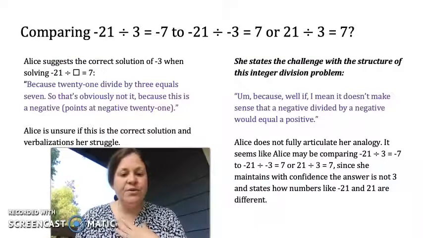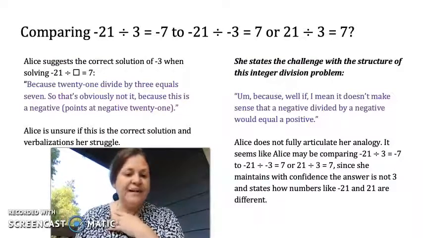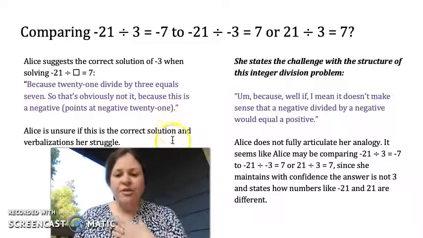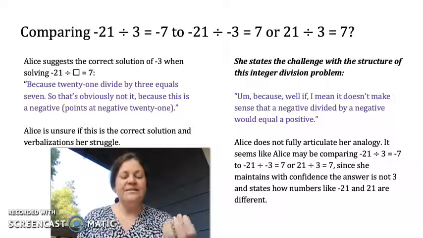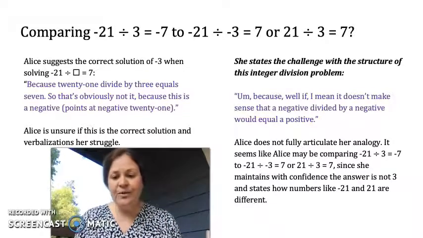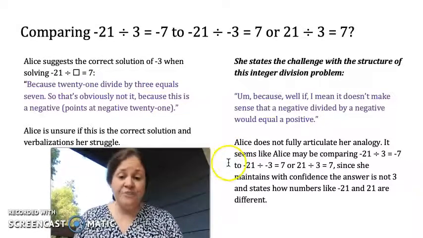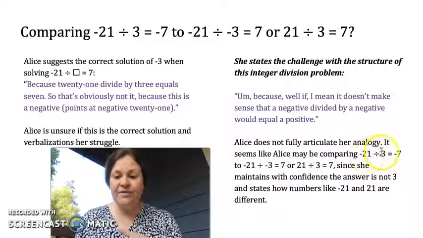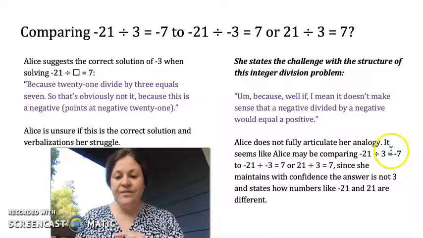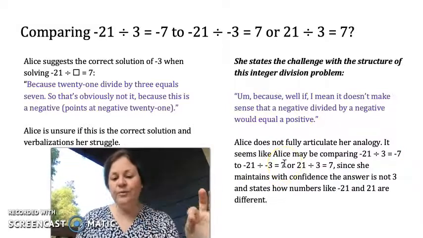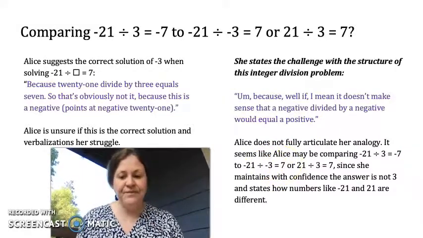Alice says because 21 divided by 3 equals 7, so obviously that's not it because this one's a negative. She states the challenge with the structure because it doesn't make sense that a negative divided by negative would equal positive. So maybe it doesn't make sense to her, so what can we do to help support her in that? Alice does not fully articulate her analogy, but it seems like she's comparing negative 21 divided by 3 equals negative 7 to negative 21 divided by negative 3 equals. So it seems as though she's making not a whole number analogy, but perhaps an integer analogy.